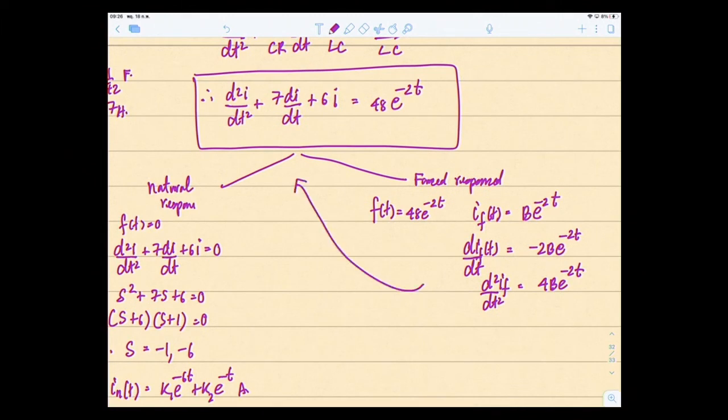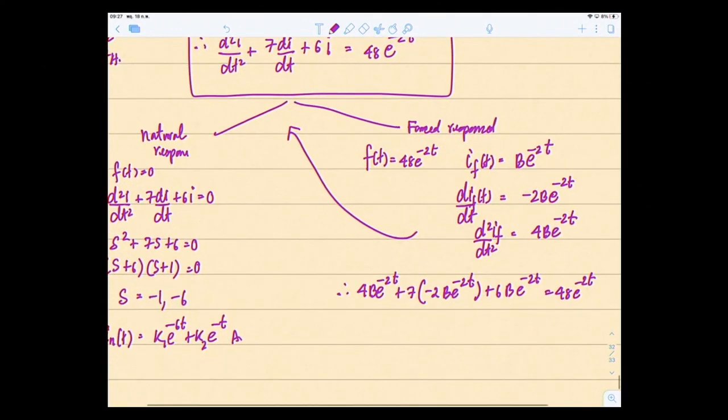So I would have 4b e to the minus 2t, plus 7 di/dt, so minus 2b e to the minus 2t, plus 6i, right, 6i is 6b e to the minus 2t, equal to 48 e to the minus 2t. So this is what you get.